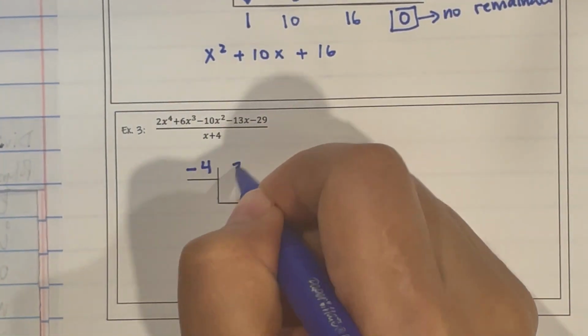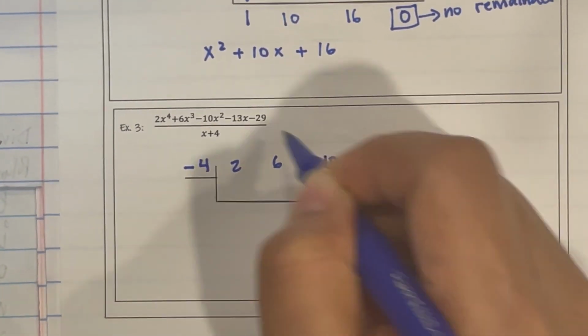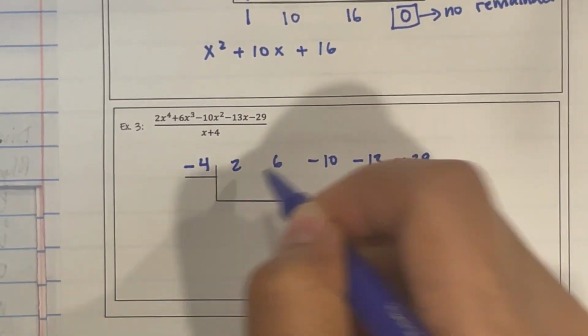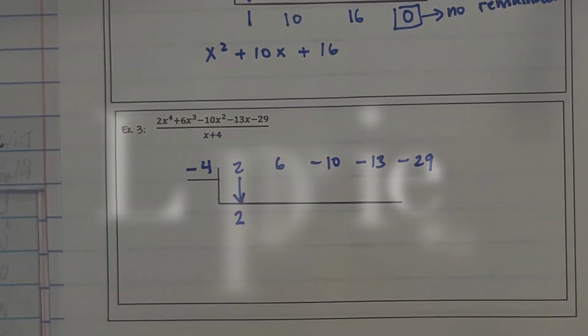All right, I'm going to start you off on this one, then you're going to do it. So again, the opposite, negative 4. Write down the coefficients. Bring the 2 down. Multiply and add all the way to the end. Let's practice.